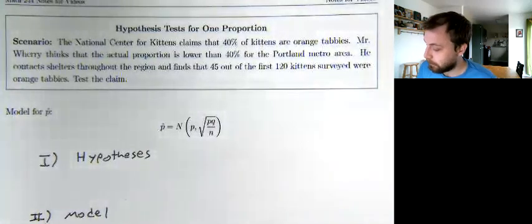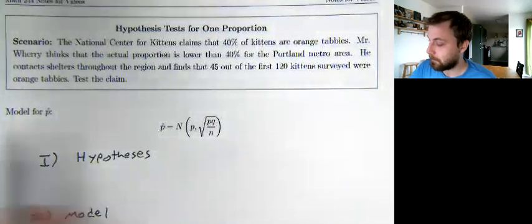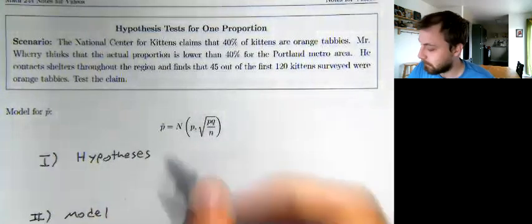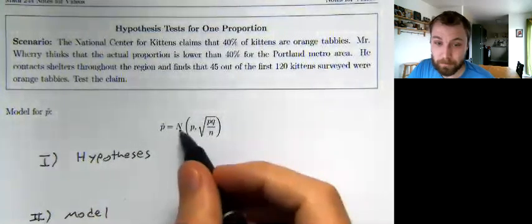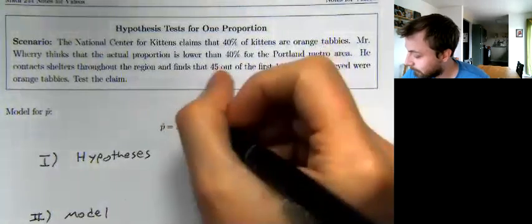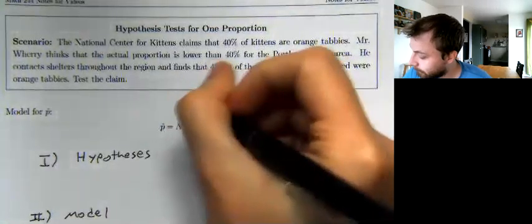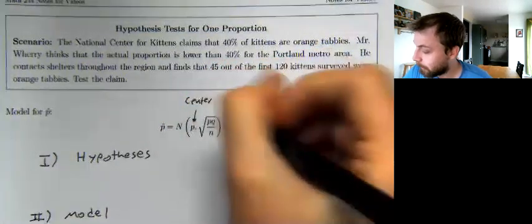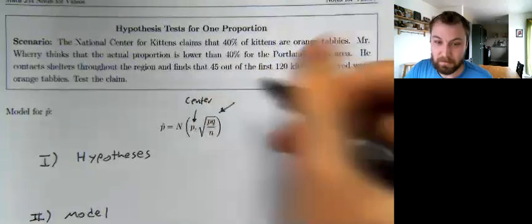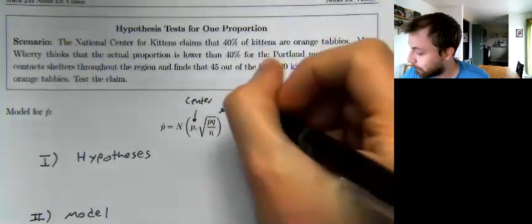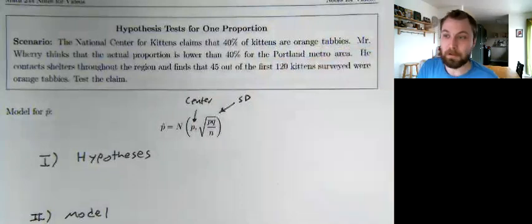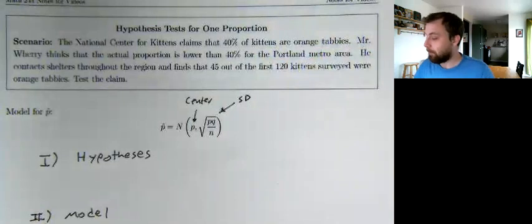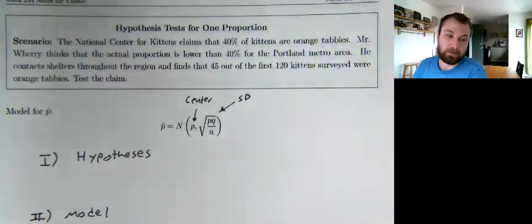The model that I use for this one proportion hypothesis test is p hat is normally distributed with a center or an average of p, whatever that is from the null hypothesis, and a standard deviation of square root of pq over n, where p is my success rate, q is my failure rate, and n is the number of samples. All hypothesis tests follow the same 4 steps.